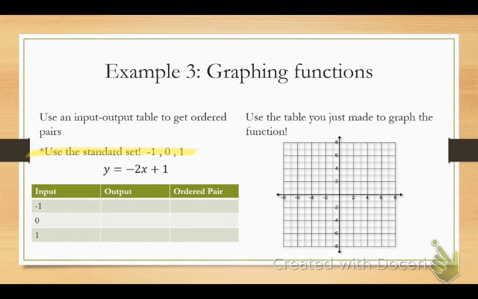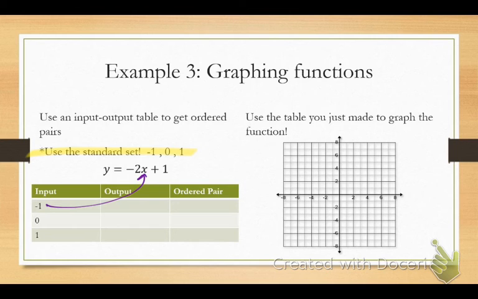Okay, so what do you think you're going to do with these input values? What do you think you're going to do with them, guys? Plug them in. Plug them in for x into the function rule. Whatever the answer is, that's going to be your output, your y value, and then it makes an ordered pair. All right, so let's do the first one together.